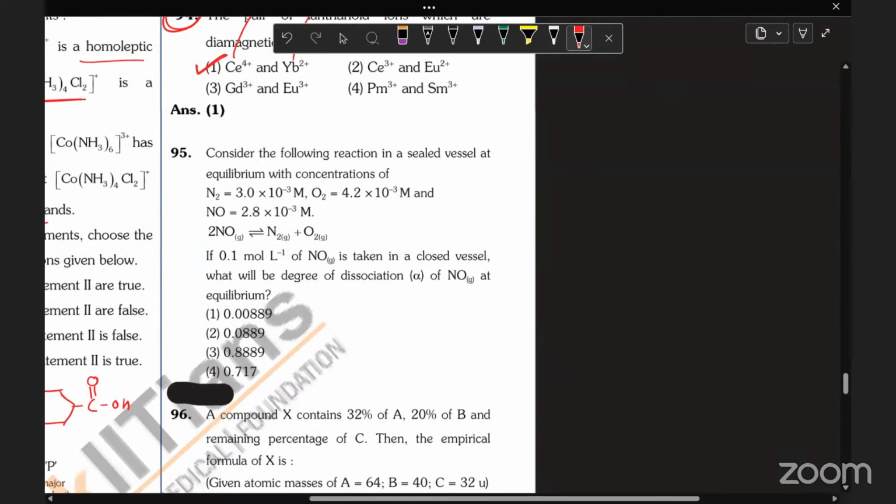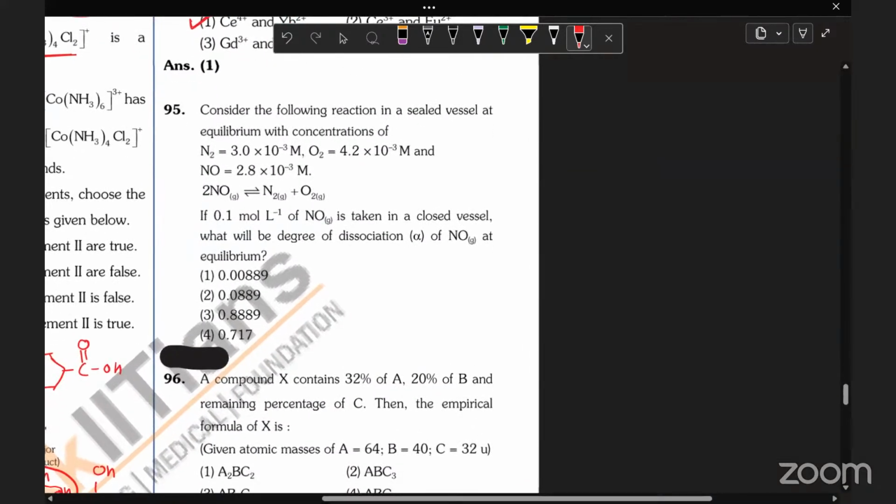Five questions, and 3 I have to leave out of 5, right? So look at this question. Again, a question from equilibrium. Consider the following reaction in a sealed vessel at equilibrium, with these concentrations of N2, O2, and NO. The reaction is given as NO dissociating into N2 and O2. If 0.1 mole per liter of NO is taken in a closed vessel, what will be the degree of dissociation alpha of NO at equilibrium? To be honest, this is also a question that I'm going to leave. Not because it is tough or difficult, but because it includes calculation. It is going to be a lengthy question, right?